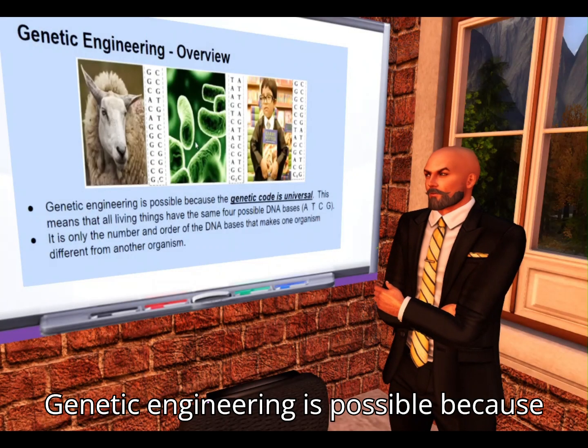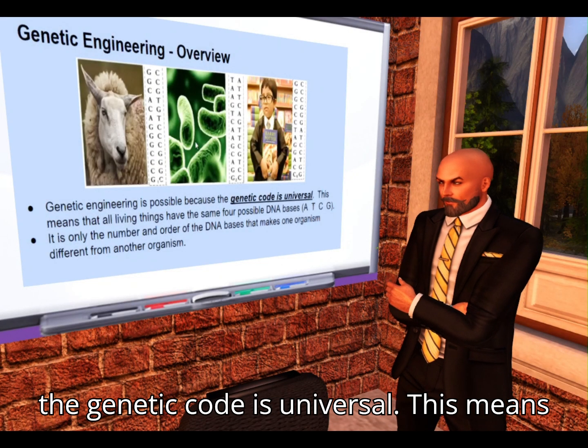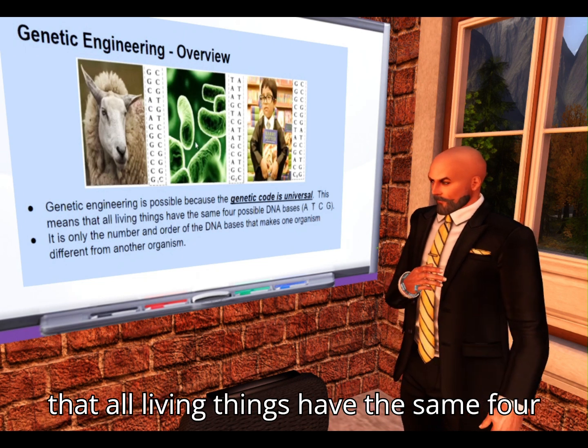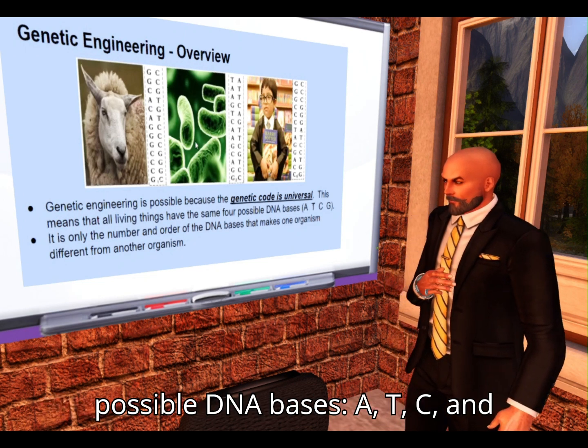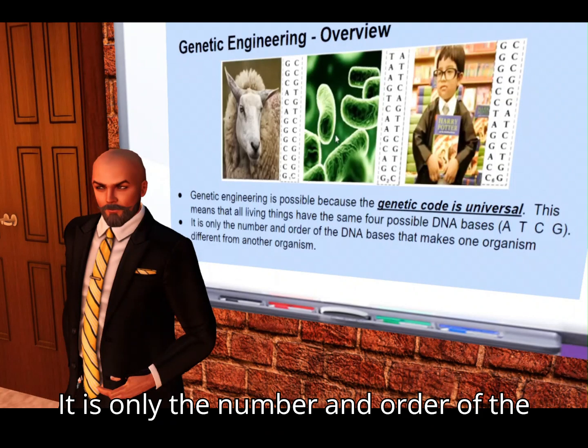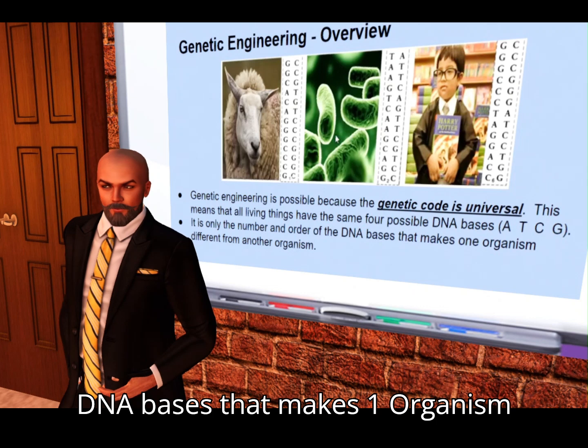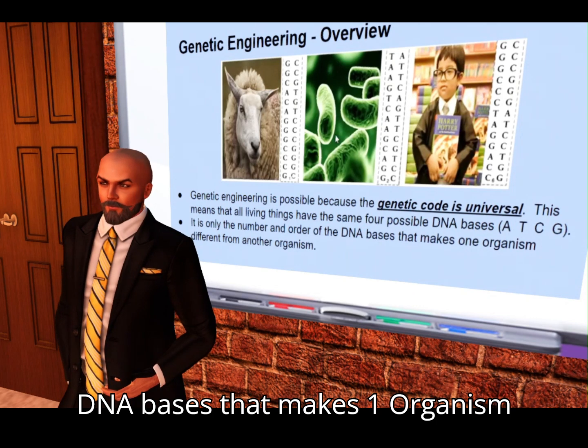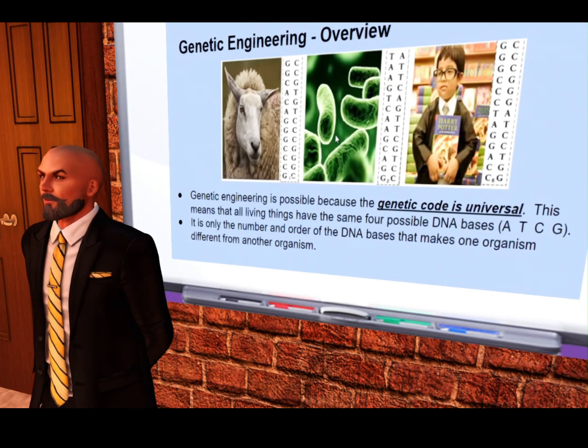Genetic engineering is possible because the genetic code is universal. This means that all living things have the same four possible DNA bases, A, T, C, and G. It is only the number and order of the DNA bases that makes one organism different from another organism.